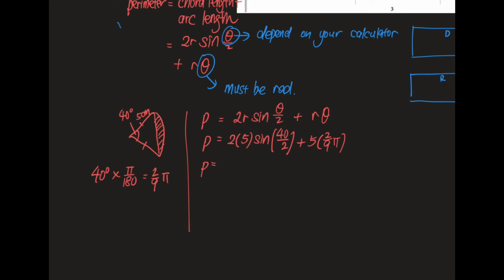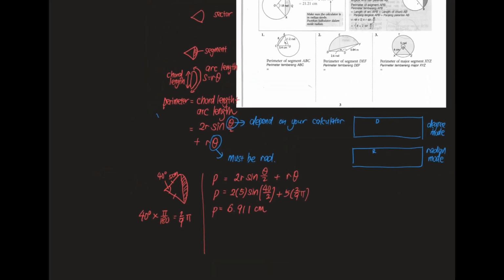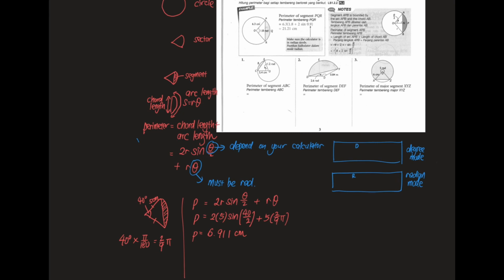Let's say I press it here so that you can see what value we get. Sine, so you will get 6.911. Okay, so this is the parameter, 6.911.